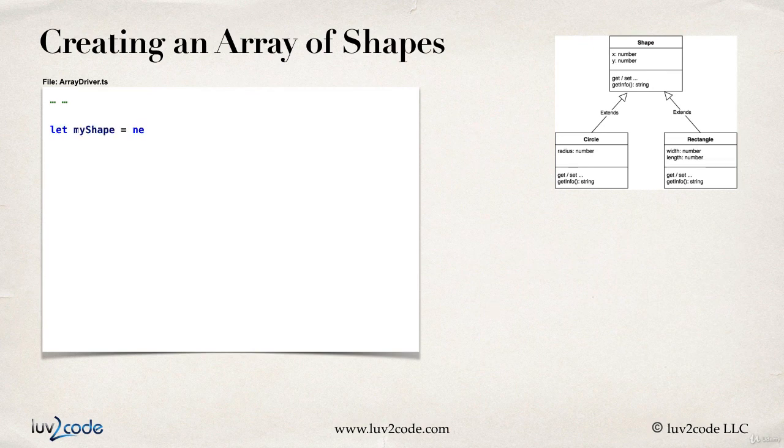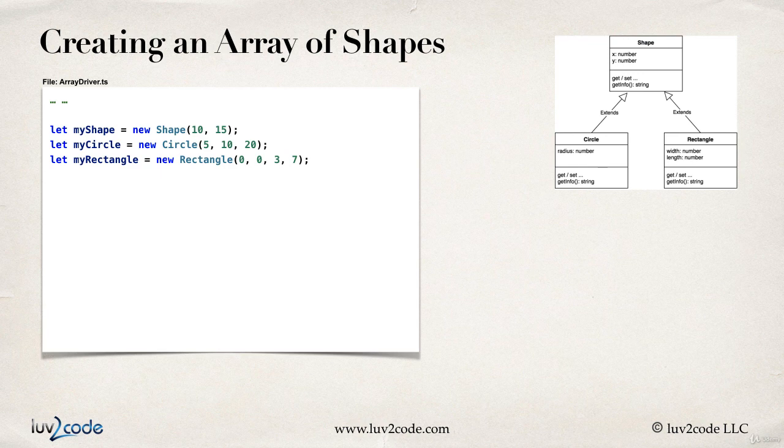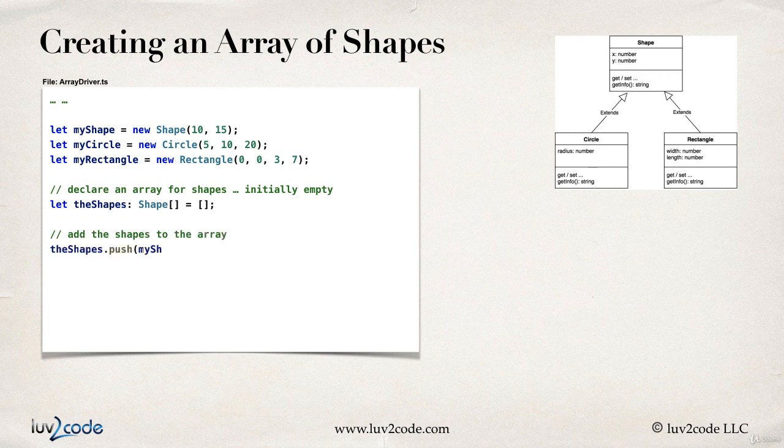Okay, so let's create an array of shapes. We have three shapes right now: my shape, my circle, my rectangle. I'll declare an array for the shapes, and it's going to be initially empty. I'll say the shapes : shape with square brackets equals empty square brackets. It's an empty array right now, but it can only hold shapes and shape subclasses. Now I'll add the shapes to the array. I'll say the shapes.push my shape, and do a similar thing for my circle and my rectangle. We're simply adding things to the array.